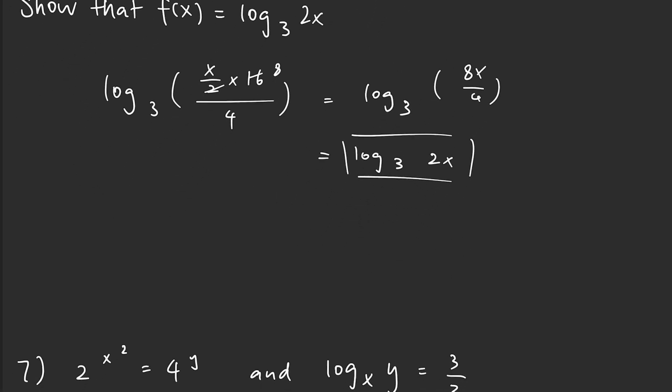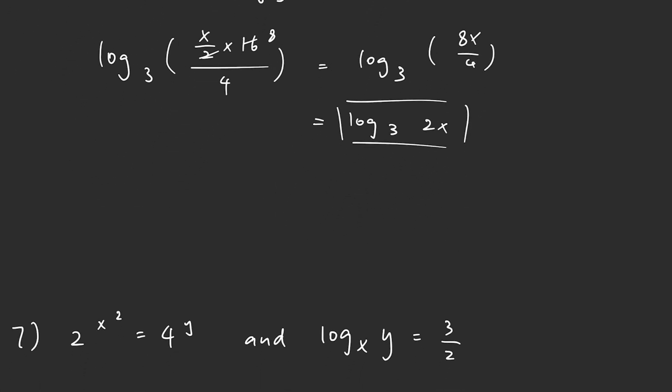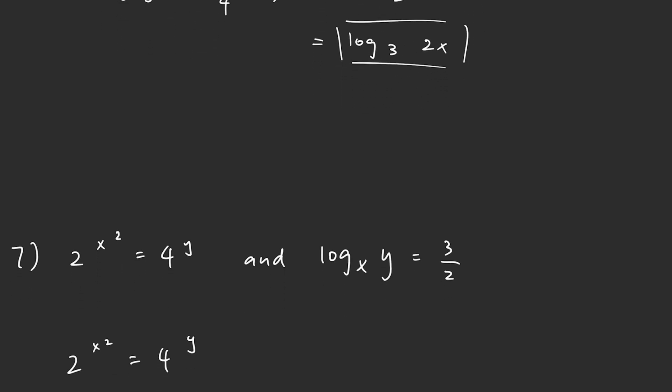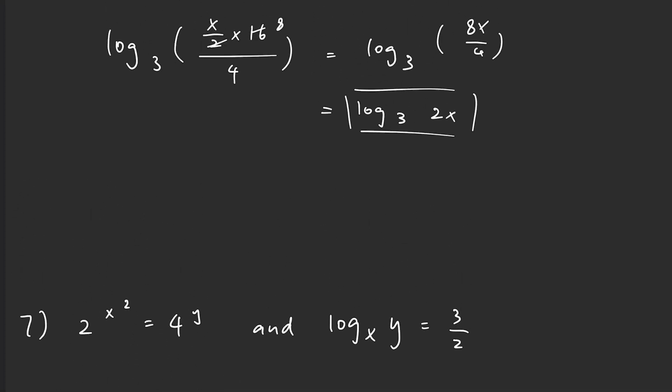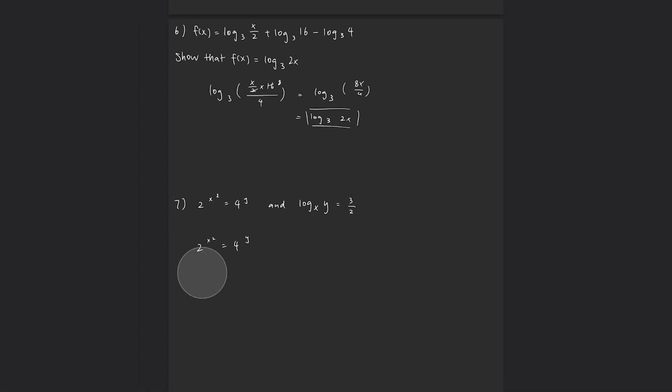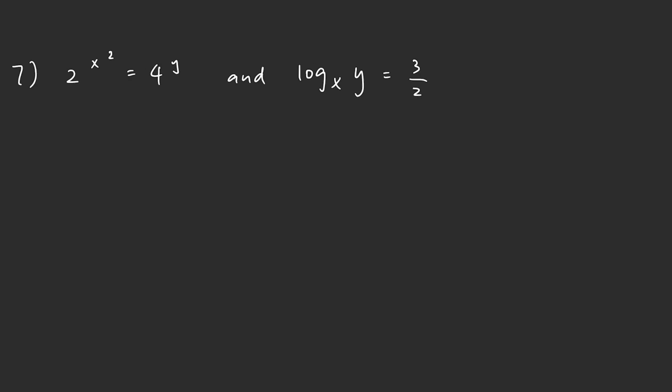And now I think this is a little bit challenging, but it's manageable. And well, I did the question here, but just ignore that. Well, it says that we have simultaneous equations, and we have 2 to the power of x squared is equal to 4y, and log base x of y is 3 over 2. Well, that's a little weird, but we try to do what we can, and we can simplify this equation first.